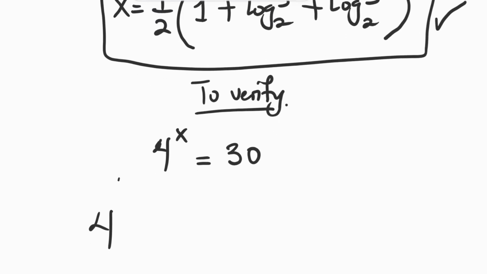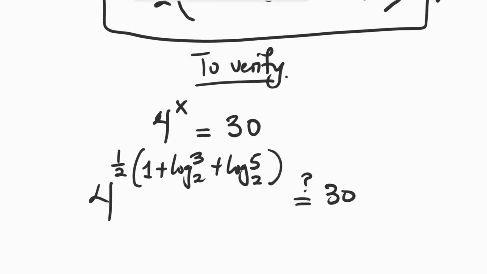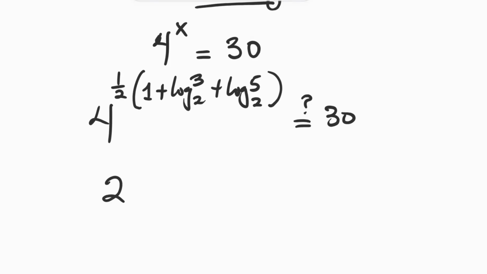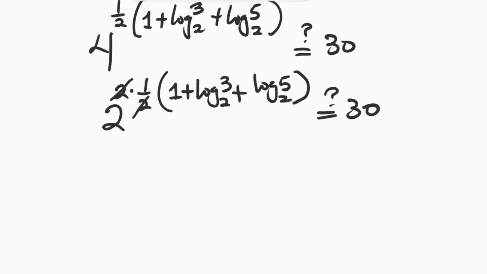We have 4 raised to power half into 1 plus log 3 base 2, and then plus log of 5 base 2. And we're trying to see if this is going to be equal to 30. Now, 4 is the same thing as 2 raised to power 2. Then that's times half into bracket 1 plus log 3 base 2 plus log of 5 base 2. Let's see if that's going to be equal to 30. The 2's cancel out here.